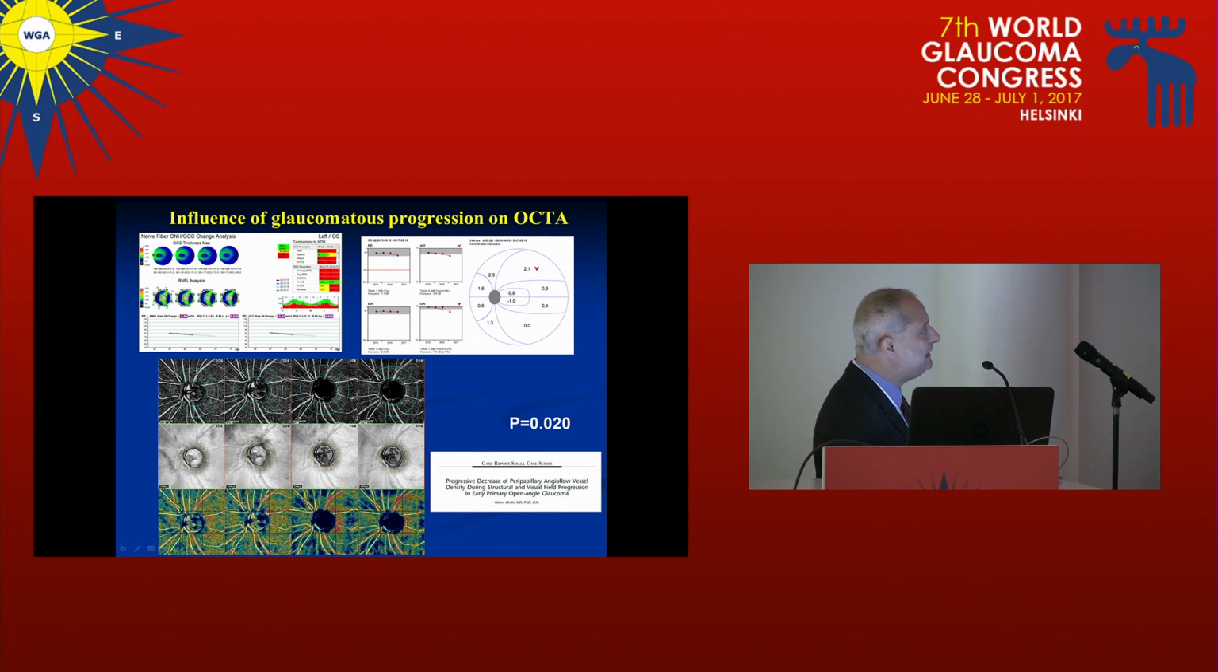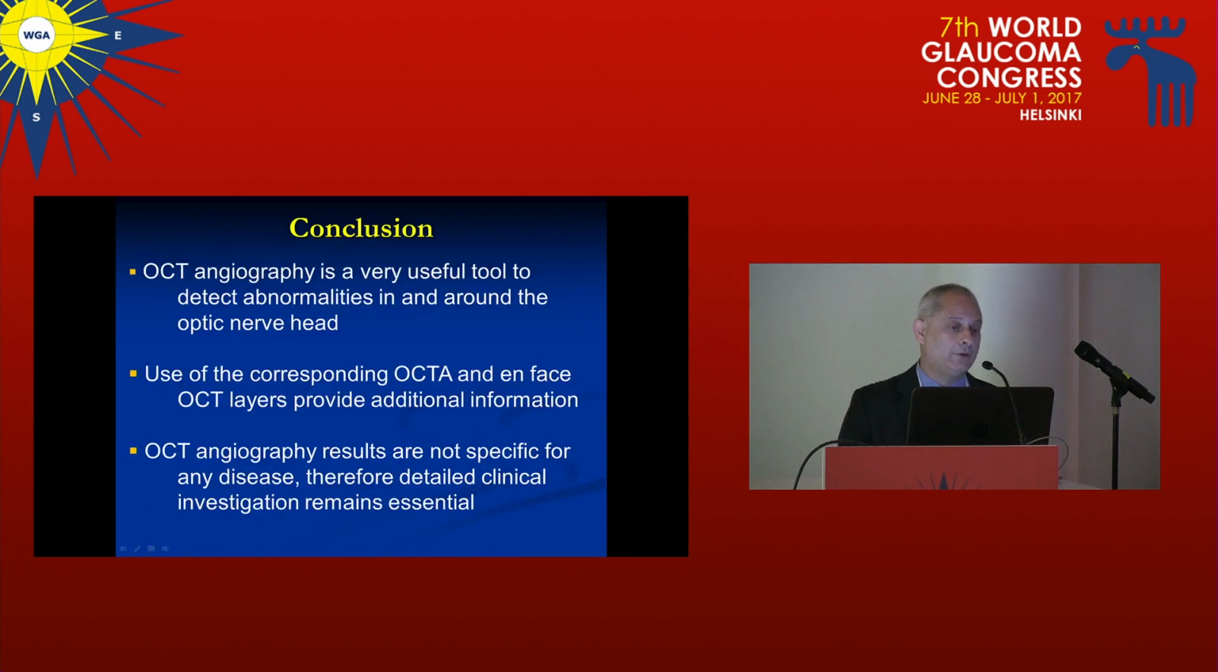And what we did see was a significant thinning for retinal nerve fiber layer, for GCC, a significant worsening of the Octopus visual field with trend analysis, and at the same time, for the total peripapillary area, there was a significant decrease also with trend analysis, and they were pretty much alike. Altogether, OCT angiography is very useful to detect various abnormalities in and around the optic nerve head.